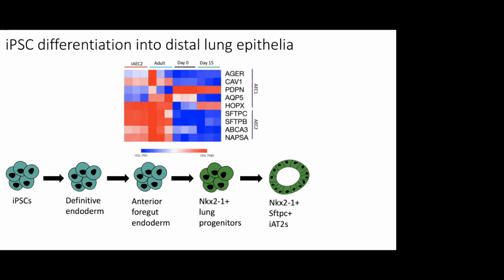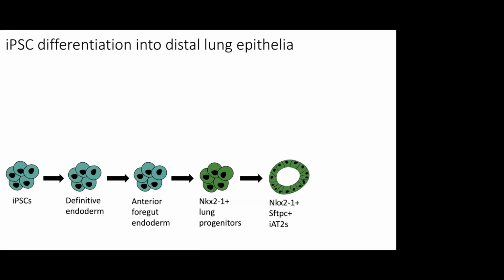However, while these cells, this is bulk RNA sequencing, you can see our IAT2s do express high levels of type 2 cell markers similar to these sorted adult type 2 cells, but they don't express many type 1 cell markers. So they seem to be just made up of the type 2 cells.